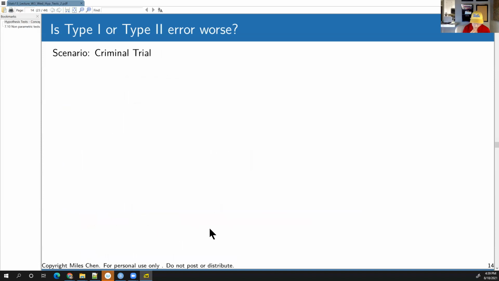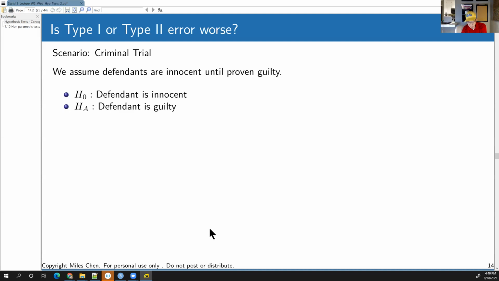Okay. The flip side, and we mentioned something like this, would be a situation where the type 1 error, I think, is worse. Okay, so we could think of a criminal trial, and the way the American justice system is set up, we assume defendants are innocent until proven guilty, right? And this is how it should be. And so the null hypothesis here is that the defendant is innocent, and the alternative is that the defendant is guilty. Okay, either one of these things must be true.